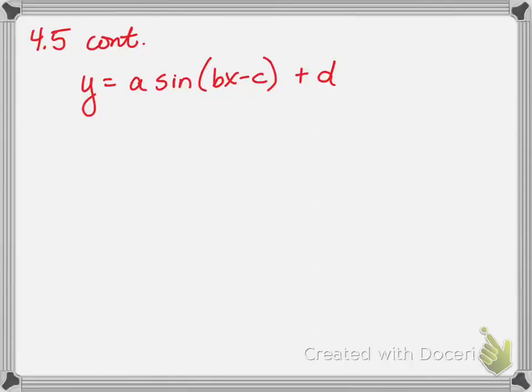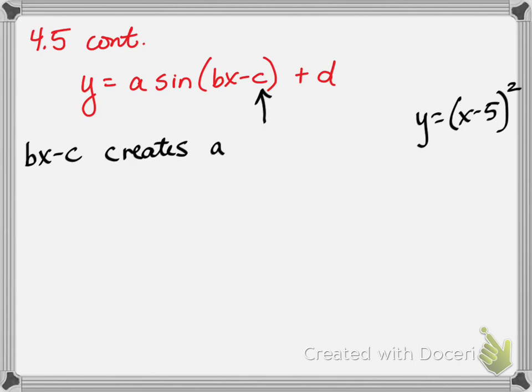Okay, we're finally going to learn what the last value does, C. So if you think back to when we were doing translations, we learned that if the number was inside with the X, then it was a horizontal shift. So this is also inside with the X. It's a horizontal shift, and we call it a phase shift. So BX minus C creates a phase shift, which is a horizontal shift.